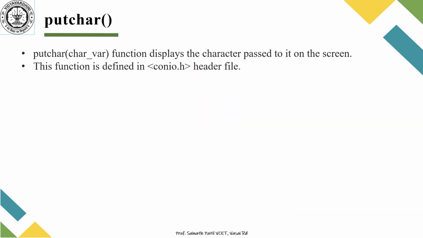The putchar function is an unformatted output function to display a single character on the screen. The character which is to be displayed, or the value of the character variable which is to be displayed, must be passed as a parameter to the putchar function. This function is also defined in the conio.h file.